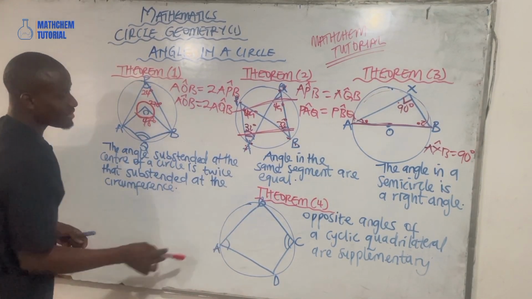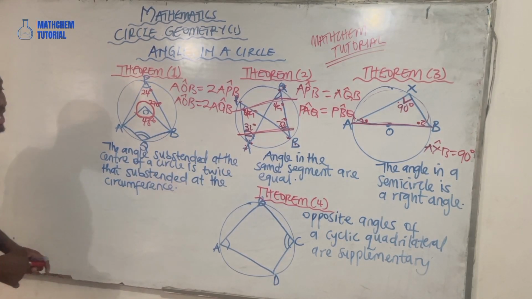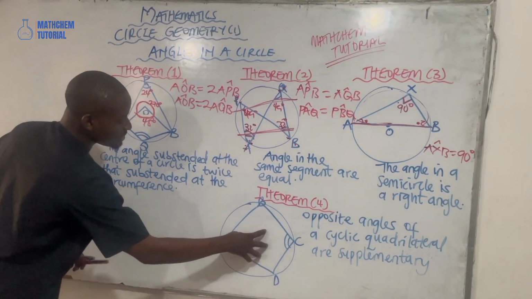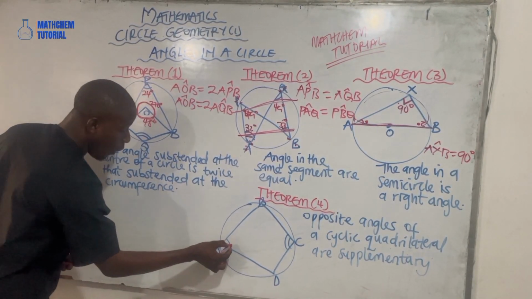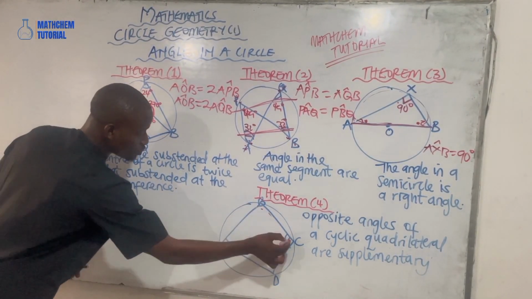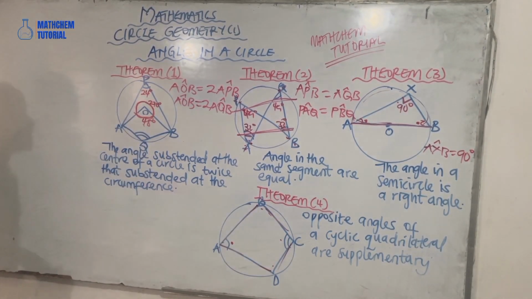So this last theorem, theorem 4, says that opposite angles in a cyclic quadrilateral are supplementary. Now look at this. This is a quadrilateral because it has 4 angles, 1, 2, 3, 4, and it has 4 sides, 1, 2, 3, 4. Another example of a quadrilateral is a kite. Kite is a quadrilateral, square is a quadrilateral, rectangle is a quadrilateral, and so on.